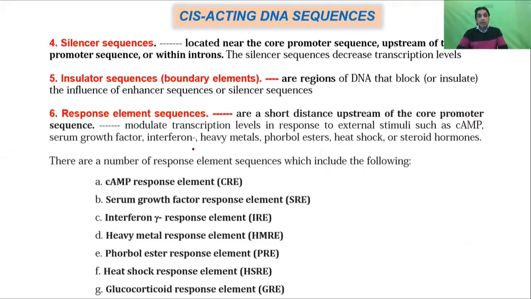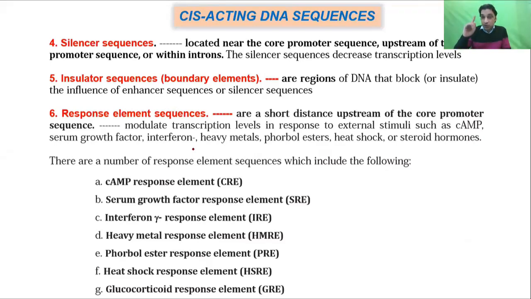And then the silencer, then the insulator, and then the response element. The response element sequences are important because there are many response element sequences out there. They are short sequences of DNA, usually present upstream of the core promoter. It is certain that they should be present upstream of the core promoter. They can change, modulate, or regulate the level of expression of a certain gene.